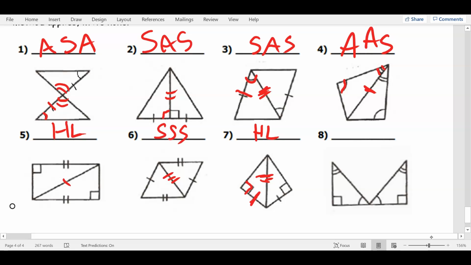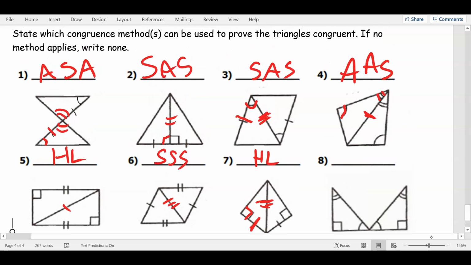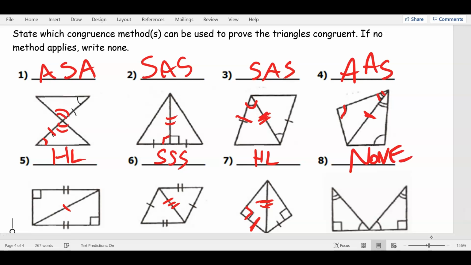Okay, and then last one, what is this? What would it be called? What is this? Angle. What is that? Angle. What is that? AAA. Now, can we use AAA? No, no batteries, right? So on this and on the assignment, if it's something you can't use out of the 5, then you put none, okay? I keep getting asked on the assignment, what do I put if it's none? Put none, okay? So again, if it's not one of our 5, put none.